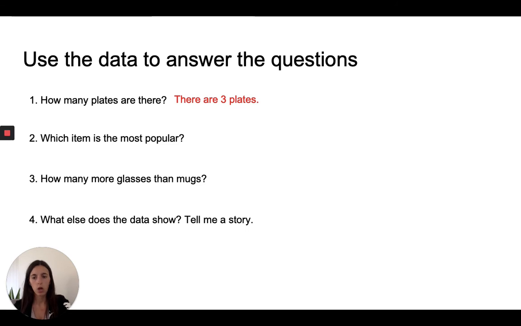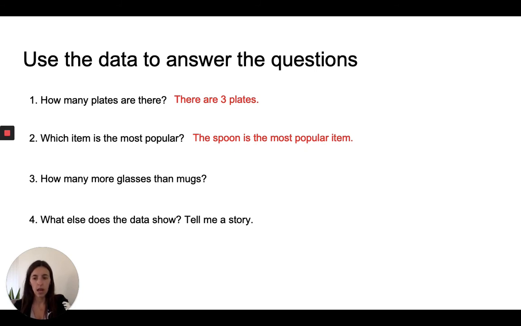Question 2. Which item is the most popular? So which item appeared the most? That's it. The spoon is the most popular item because it appeared 10 times. There are 10 spoons. That's the biggest number.